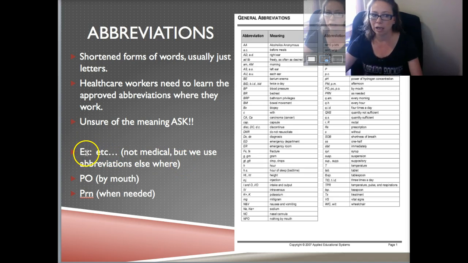We use abbreviations still in normal life also. Examples: EX means example, ETC, etc. So we do use medical abbreviations elsewhere. However, here are examples just for medical terms. PO is by mouth, PRN is when needed. So even if you're not working and you go and pick up a prescription for yourself, you can read the bottle without asking the pharmacist exactly what it means.